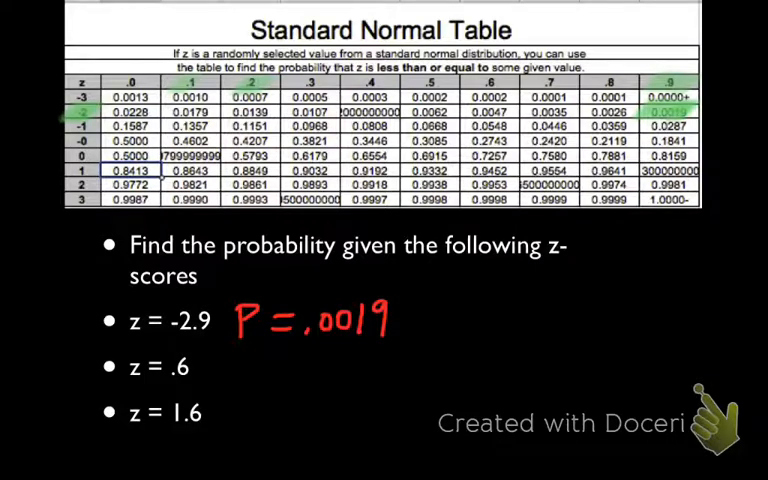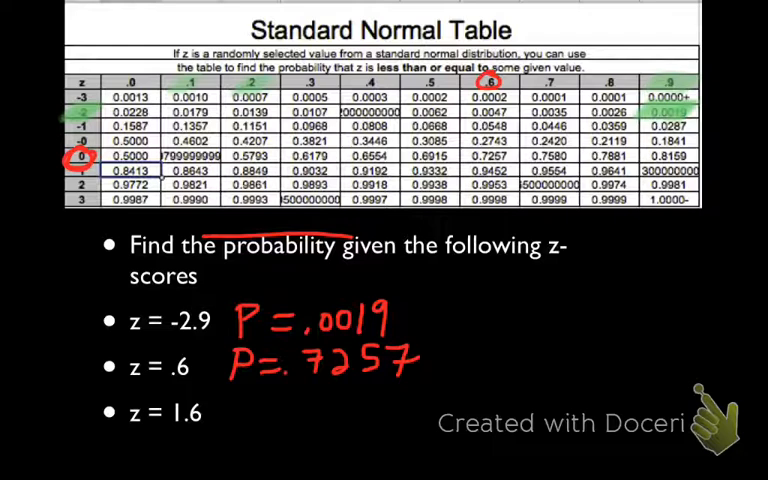Z equals 0.6. All right, well, that's a positive 0, right? So I'm going to go to that positive 0, and 0.6, all the way over to 0.6. So what's my value there for the probability then? P equals 0.7257.